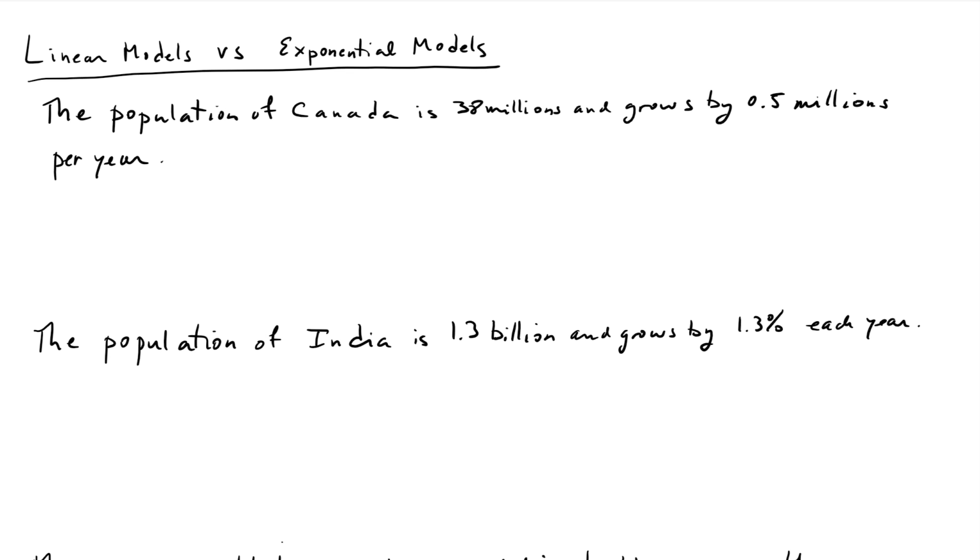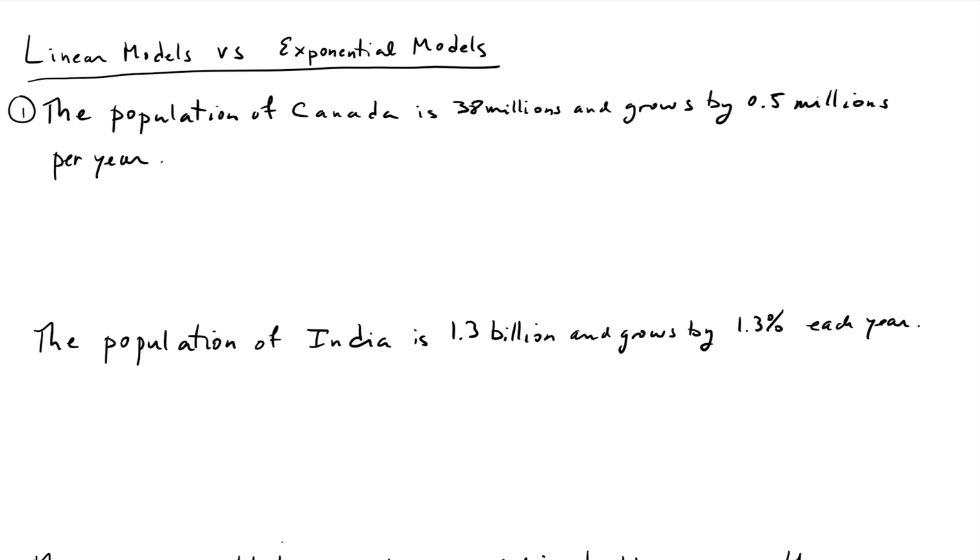So case number one, we've got the population of Canada, which is 38 million. That's pretty much what it is currently, and it grows by, and I just made that up by the way, 0.5 million per year. So 0.5 million I made up. The 38 I'm pretty sure of. So what's going on here?